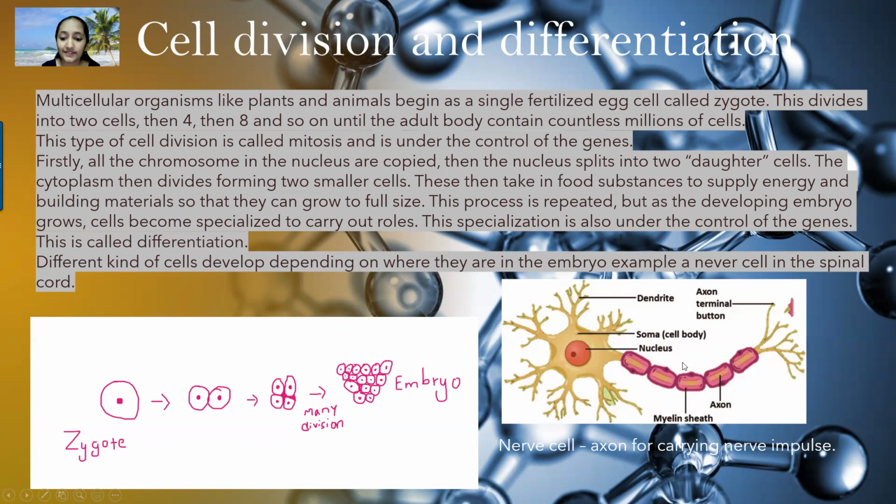So this is an example. This is a nerve cell, with an axon for carrying the nerve impulse. There are millions of cells like this, but it all started as one single cell called zygote.